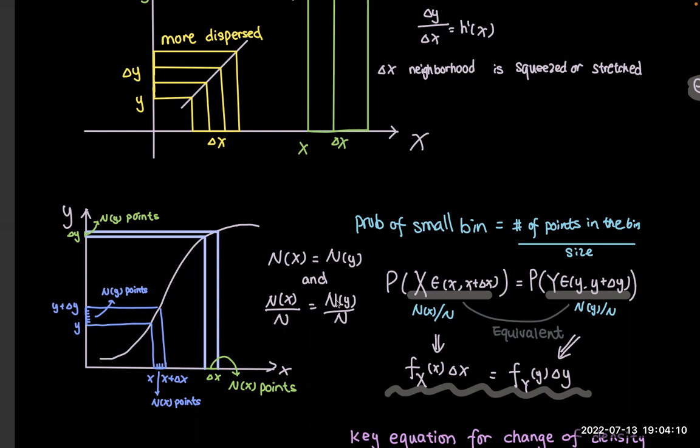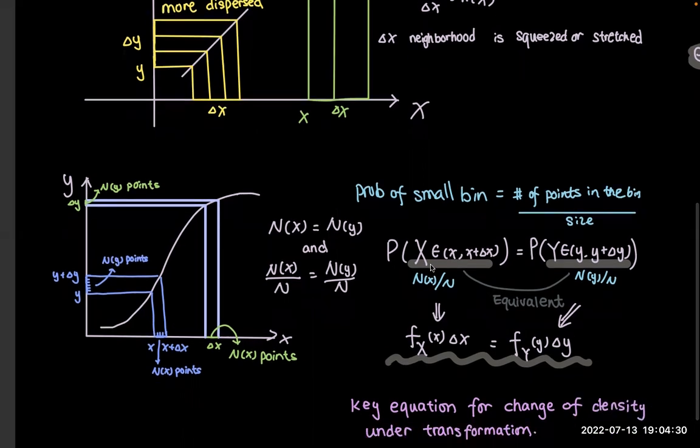Then under random sampling and the transformation, this probability equals this probability. In other words, the event that x falls into this small bin and the event that y falls into this small bin are equivalent events. Therefore the two probabilities are the same. They are equal to each other because the two events are equivalent, meaning that if one is true, then the other must be true, and vice versa.